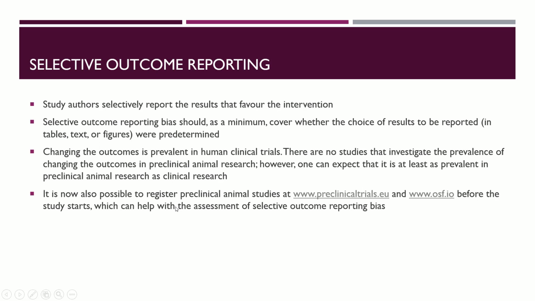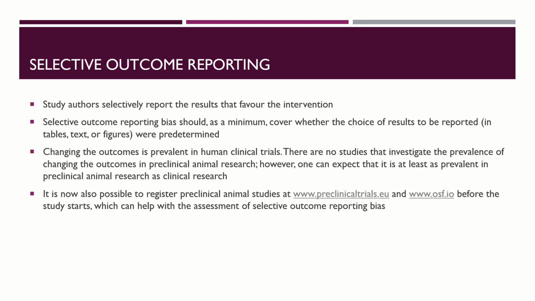Okay, what's selective outcome reporting? Authors do lots of analysis and selectively report results that favor the intervention. Okay, they do lots of different methods of analysis, and they report what's statistically significant. They do lots of subgroup analysis and report specific subgroup analysis, which showed a statistically significant difference. Selective outcome reporting bias should, as a minimum, cover whether the choice of results to be reported was predetermined. And that includes tables, text, figures. Which results would you report?